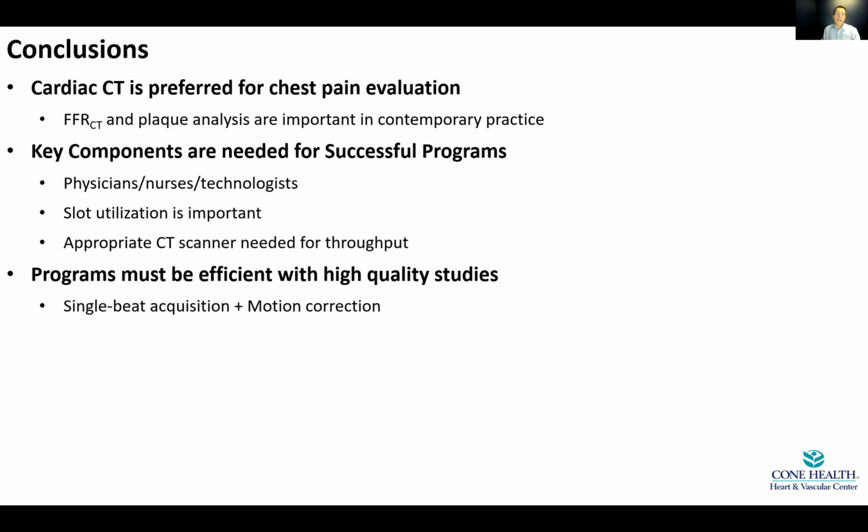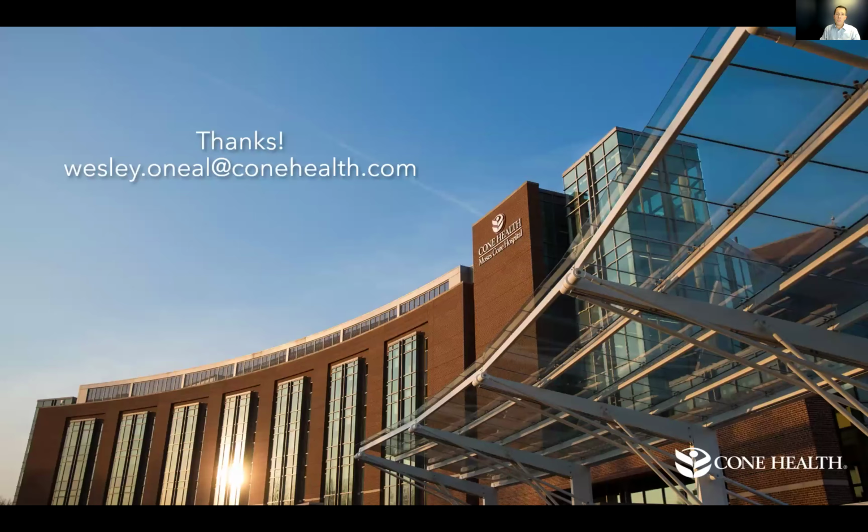And I really think the scanner you select and the technology you incorporate is paramount to make yourself as efficient as possible. And I'd say you must be efficient. The volume is going to only continue to grow, but you really need to have high quality studies as well. And we've been very pleased with the single beat acquisition and the motion correction imaging to really help us with that. And I'll stop there and I'll turn it over to Dr. Sandoval, who's going to talk about CT-guided PCI and some of the newer things that are being used in cardiac CT in practice. Thank you.